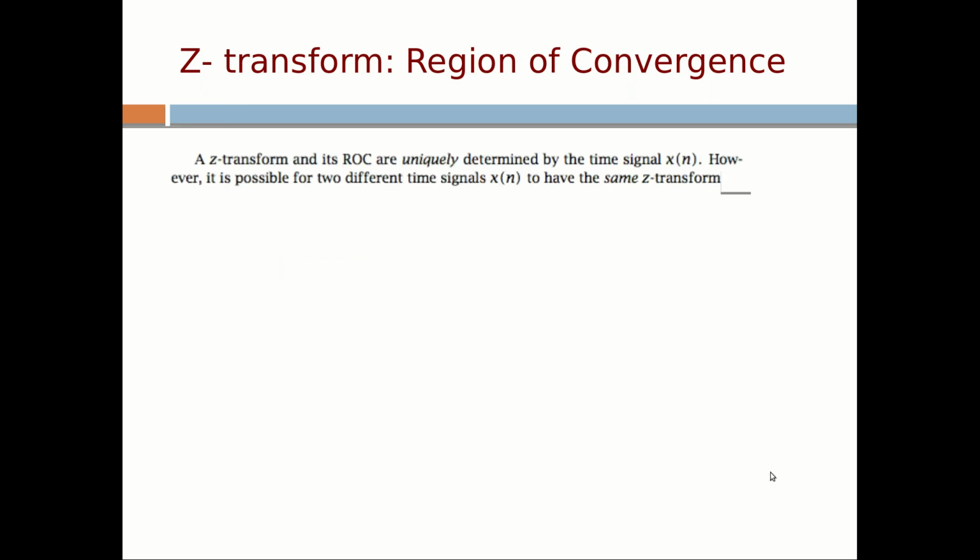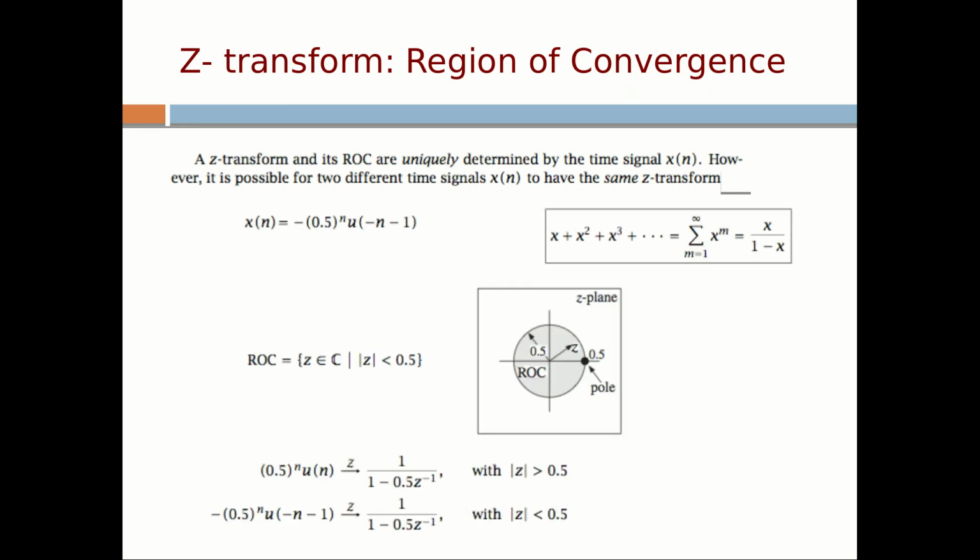Another important thing to note is that two signals can have the same Z transform, but they would have two different ROCs. Consider another signal x of n which is equal to minus 0.5 power n u of minus n minus 1. Its Z transform, which can be found using the formula which we have discussed previously, would be this. But the ROC would be mod z is less than 0.5, which can also be found out from the previous results we have obtained.